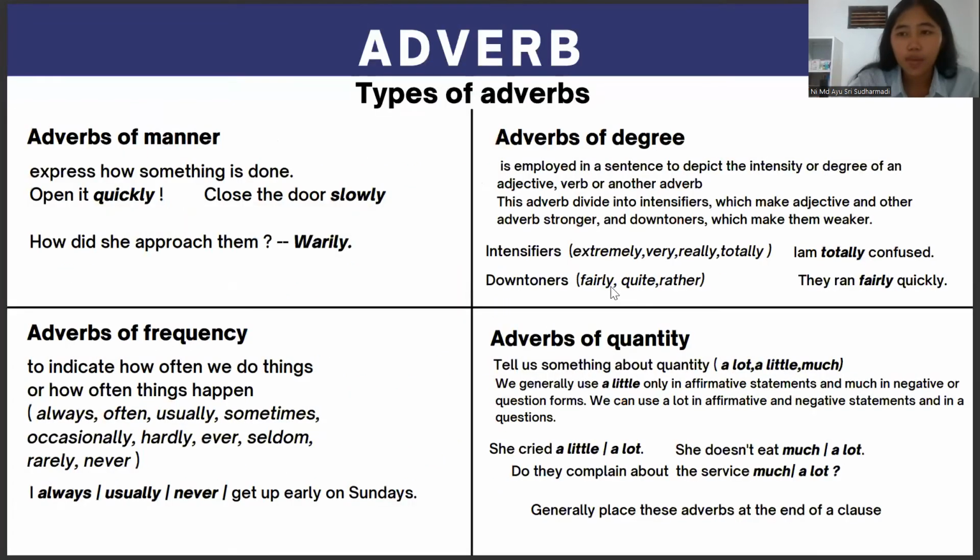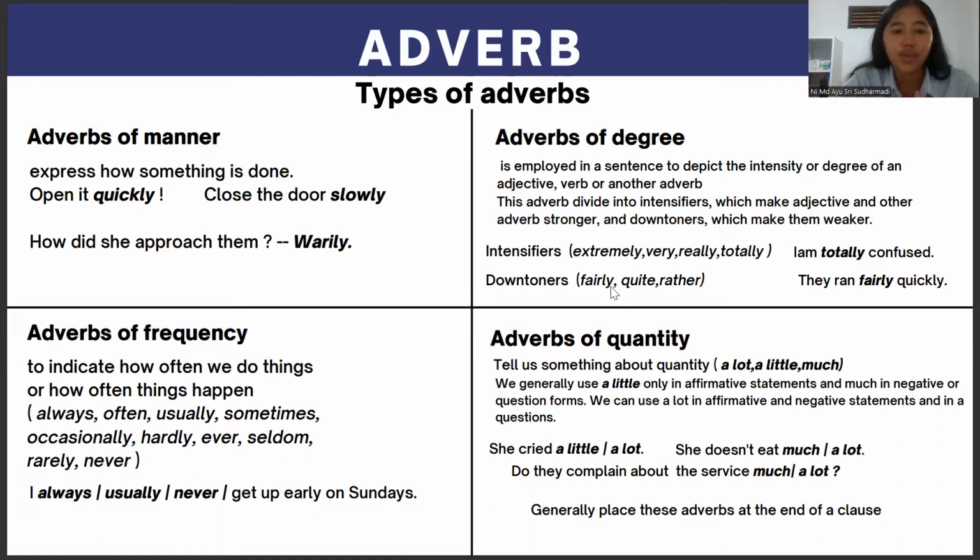Next is types of adverbs. First, we have adverb of manner. This is used to express how something is done. For example, open it quickly, close the door slowly. In adverb of manner, we also can use it for answering a question. Here the example. How did she approach them? Wildly.